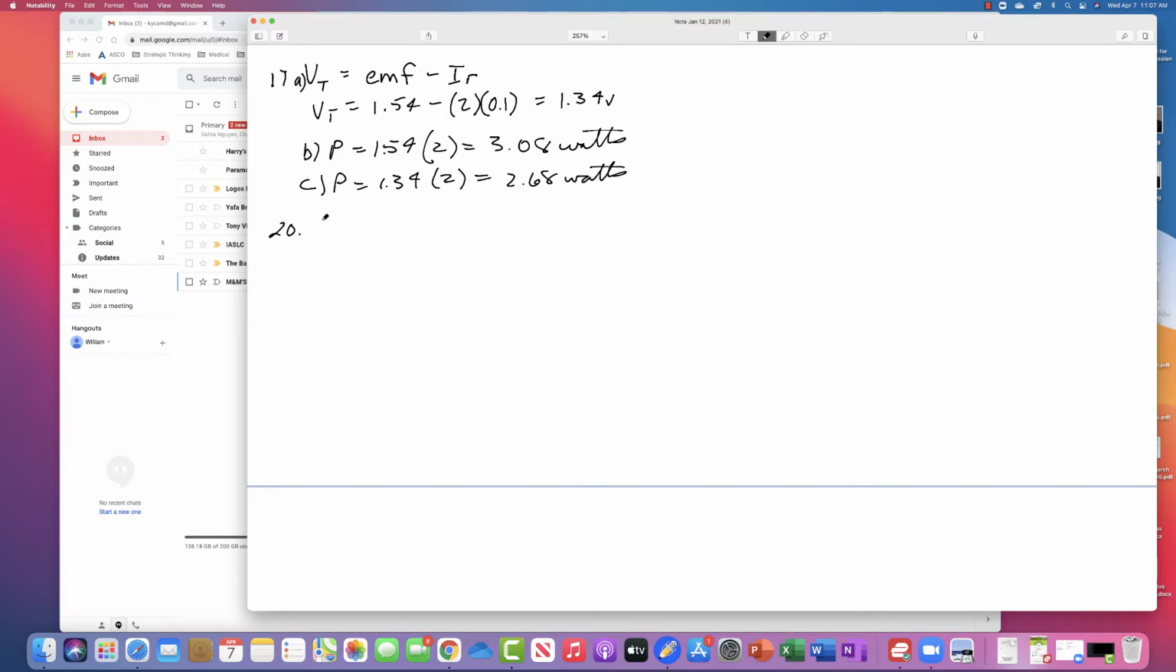Number 20, a car battery with a 12 volt EMF and an internal resistance of 0.05 ohms is being charged with a current of 60 amps. Note that in this process the battery is being charged. What is the potential difference across the terminals? Okay, so the potential difference across the terminals is another word for the terminal voltage.